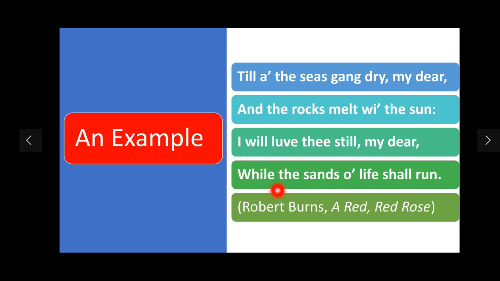"While the sands o' life shall run." Again you can see here this is the word "of", and f is omitted, so the final letter is omitted again. So, "while the sands o' life shall run". So this is the example of phonological deviation.